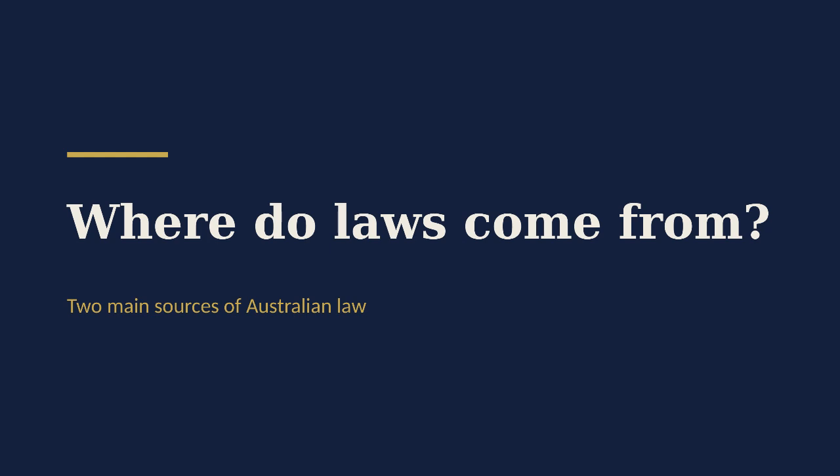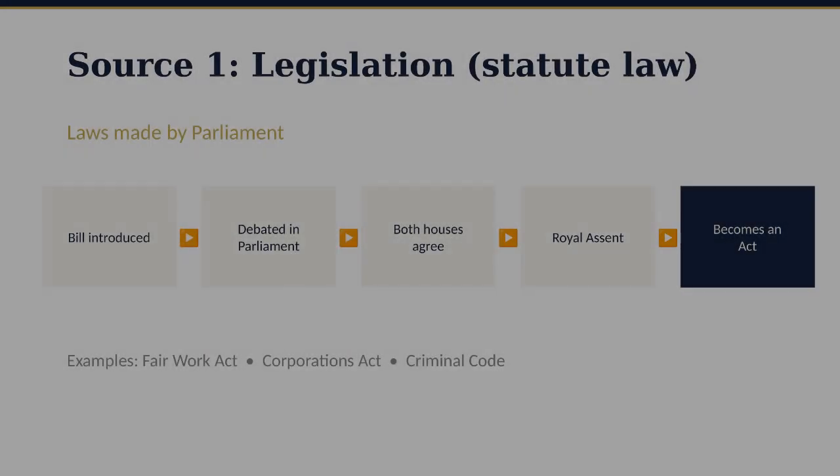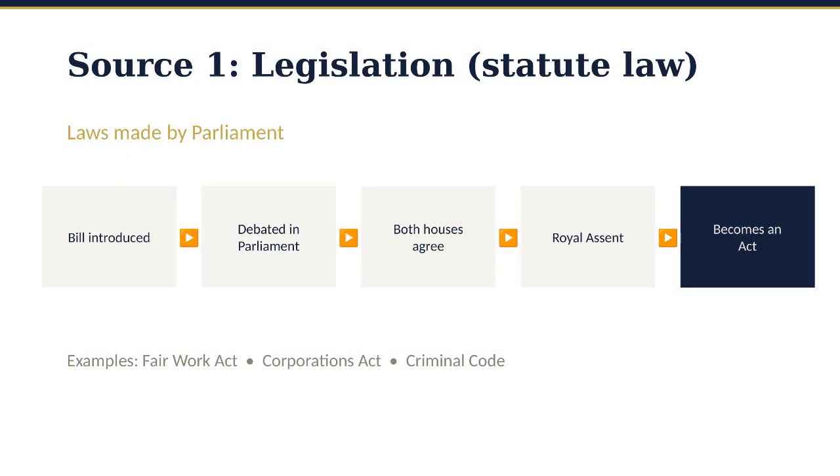There are 2 main sources of law in Australia. Understanding this is fundamental. The first is legislation, also called statute law. These are laws made by Parliament. A proposed law starts as a bill. It gets introduced into Parliament, debated, potentially amended, and if both houses agree, it receives royal assent from the Governor-General, or the Governor at state level, and becomes an Act of Parliament. Every time a politician says, "We're going to pass a law to fix this," they're talking about legislation.